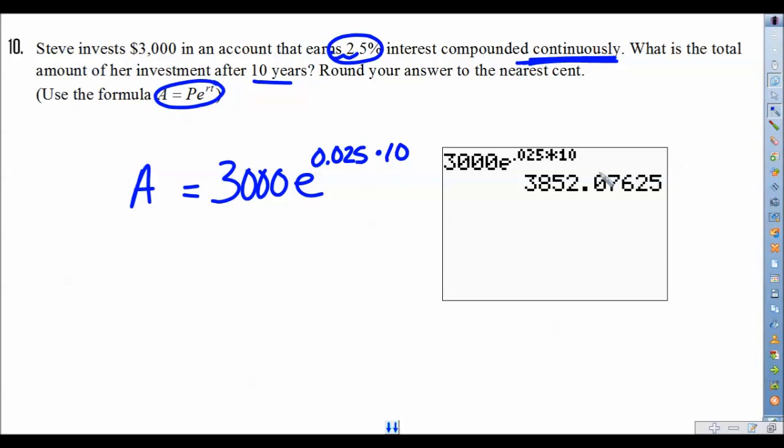And when you're writing this value out, remember, we're dealing with money, right? So we better round this here. So our answer should be something like this, right? $3,852.08.